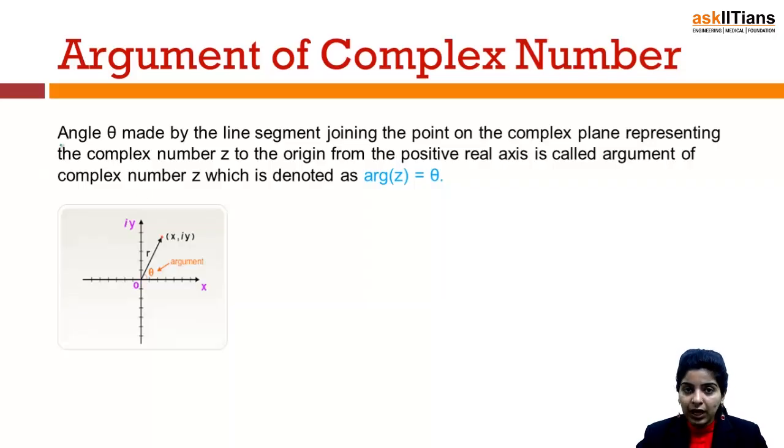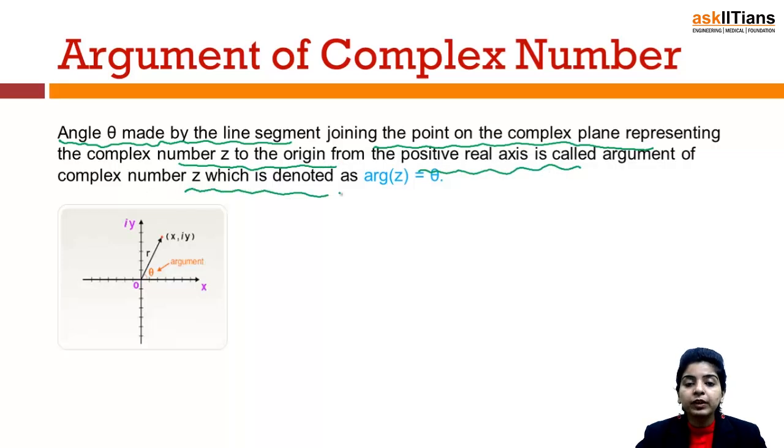So what do we mean by argument? And basically when we discuss argument, you'll get to know that there can be three types of argument. First of all, we'll discuss the definition of argument. The angle theta made by the line segment joining the point on the complex plane representing the complex number z to the origin from the positive real axis is called the argument of the complex number z, which is denoted as argument of z is equal to theta.